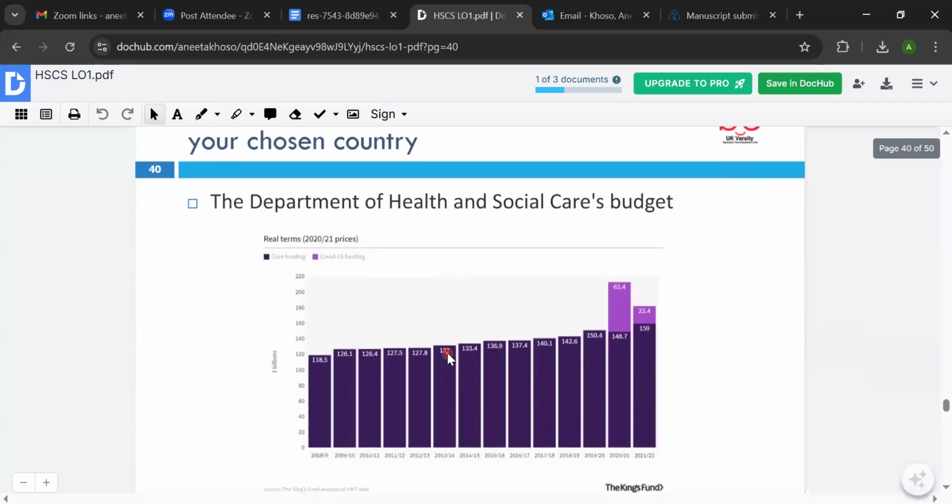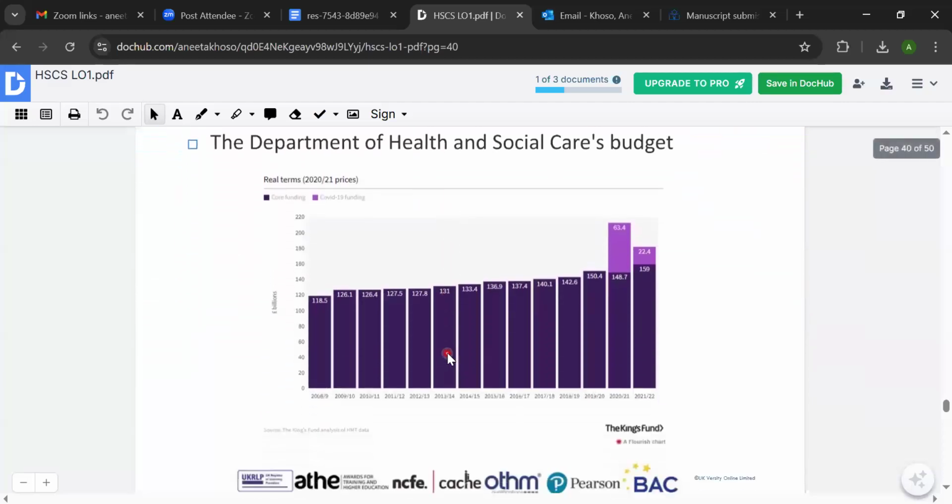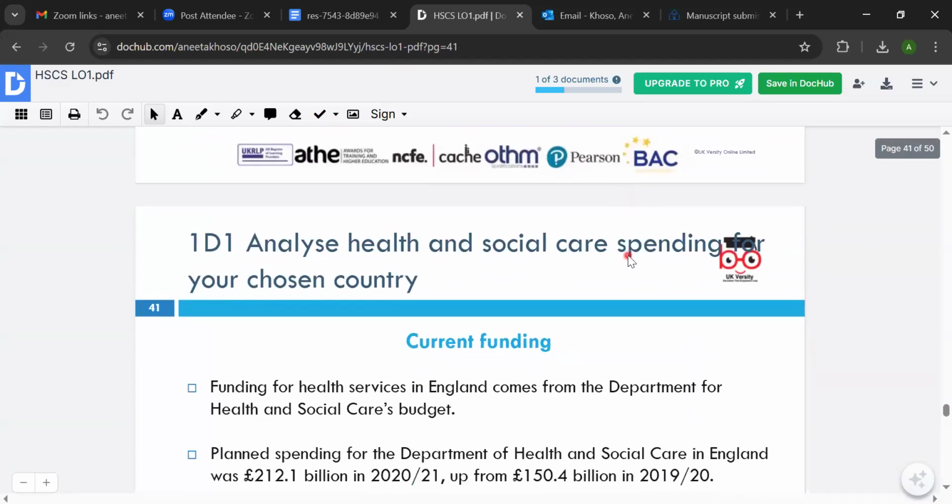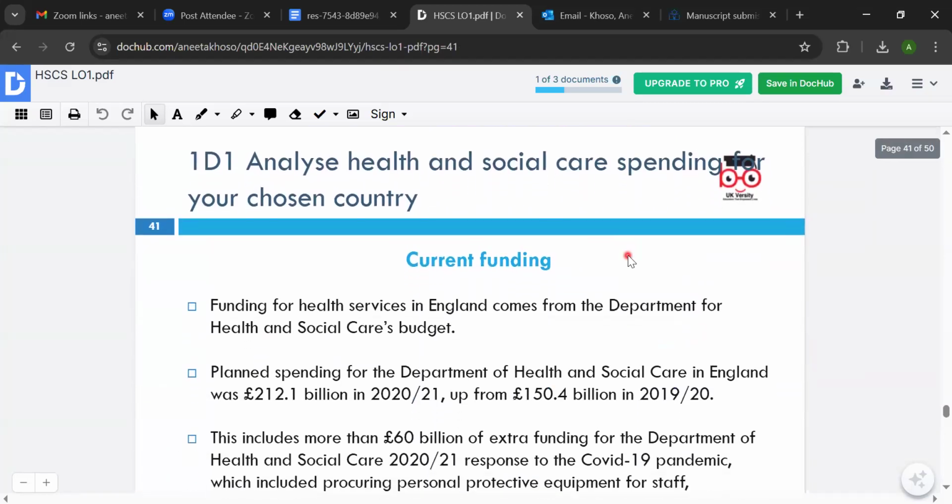The Department of Health and Social Care's budget. If we see, there's a spike over here in 2020 to 2021. So the budget increased by 63% from 150, okay, to 220 billion pounds, almost touching that. This is from the King's Fund. So this was obviously because of COVID and its impact.